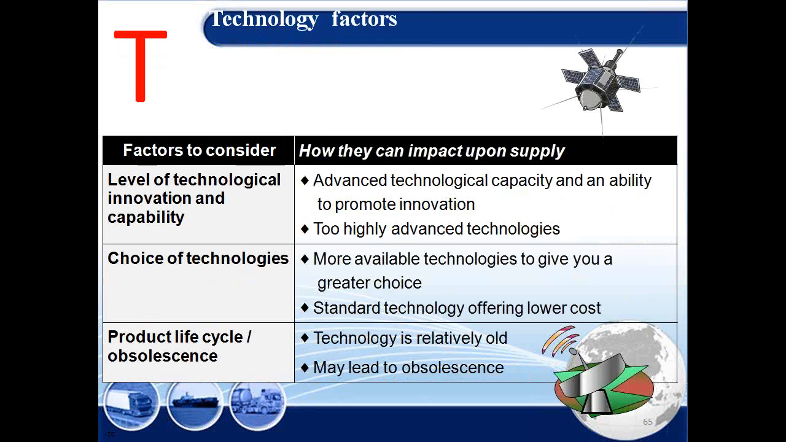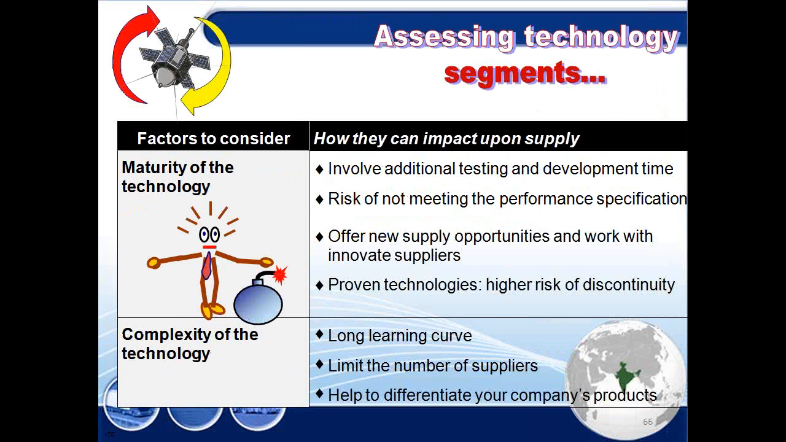The next comes technology factors. You're trying to get goods from X and Y country, but the level of technological innovation capability may be very low. Regarding the choice of technology available, some countries are able to give you many choices. And the life cycle also matters. The product they're making might be obsolete. So that product life cycle must not be obsolete. You really don't want to get into those places.